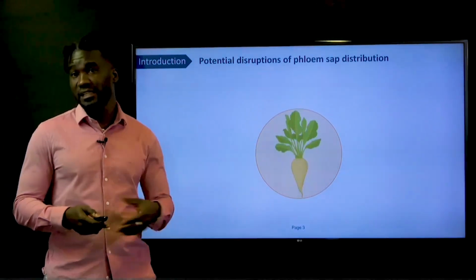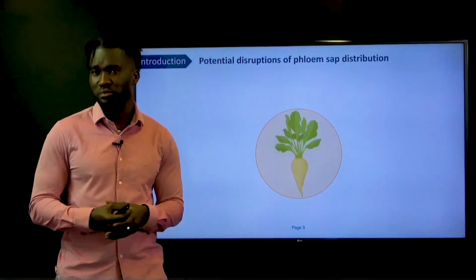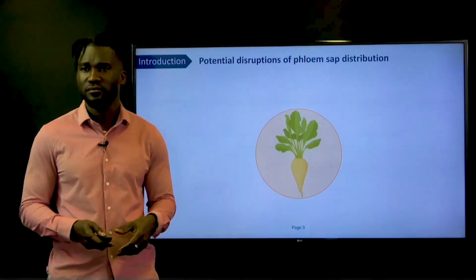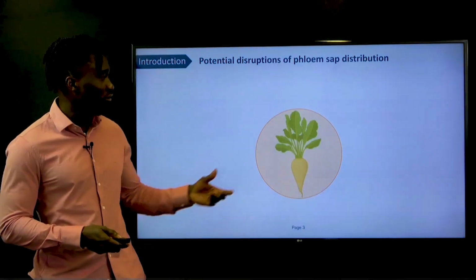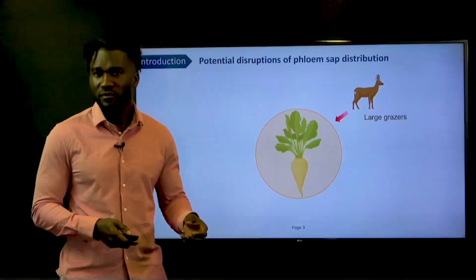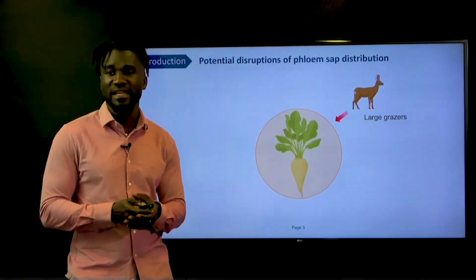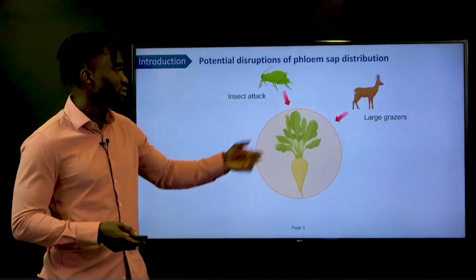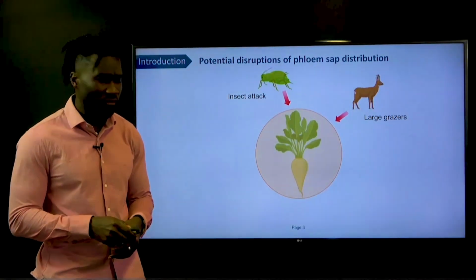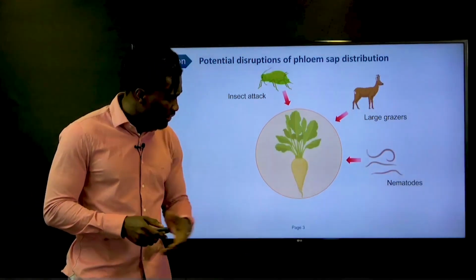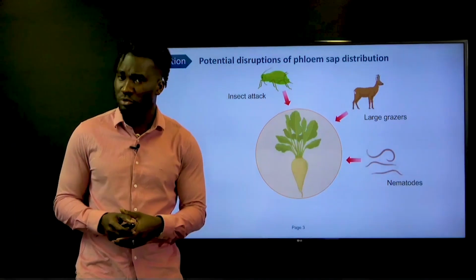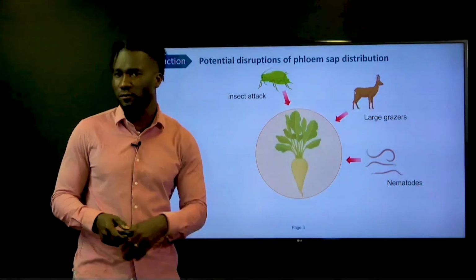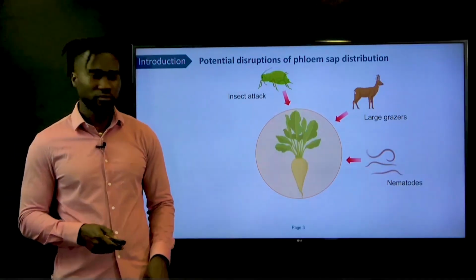However, this highly coordinated source-sink system, as I've shown on the previous slide, is not static and can be affected by several factors. So, at the above ground part of the plant, herbivorous damage caused by larger grazers or tiny biting and chewing insects can reduce the source capacity of the sugar beet plant. The below ground part is also in constant interaction with soil-borne pathogens such as nematodes, which can induce feeding sites and redirect photoassimilate flow within the sugar beet taproot.